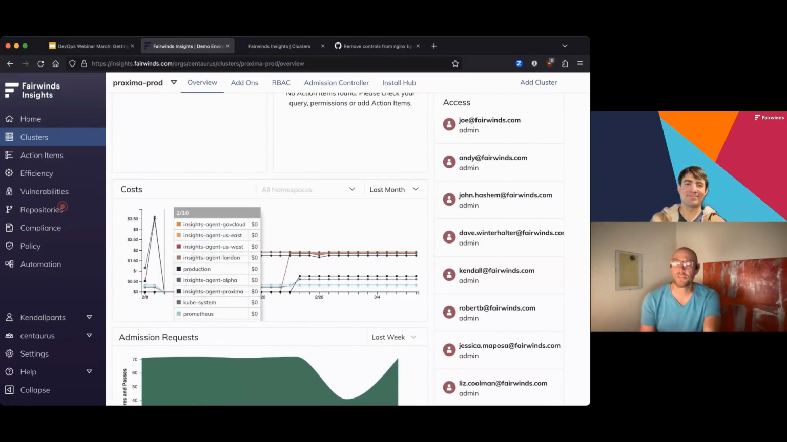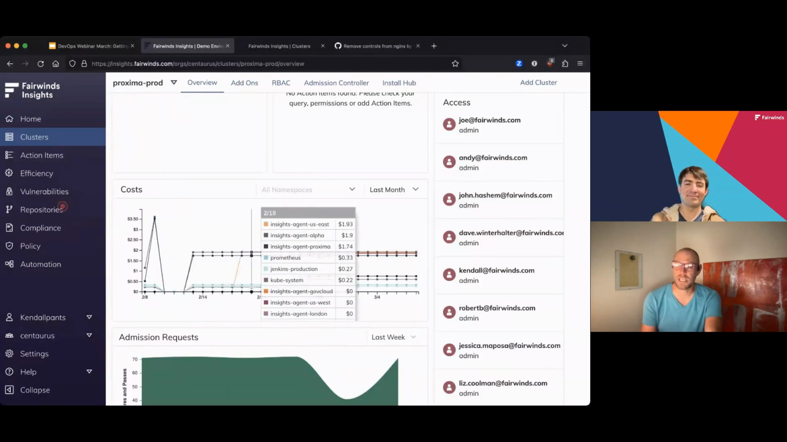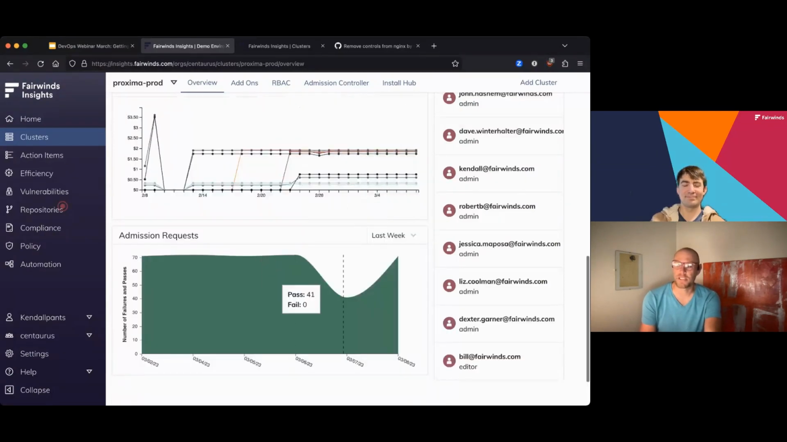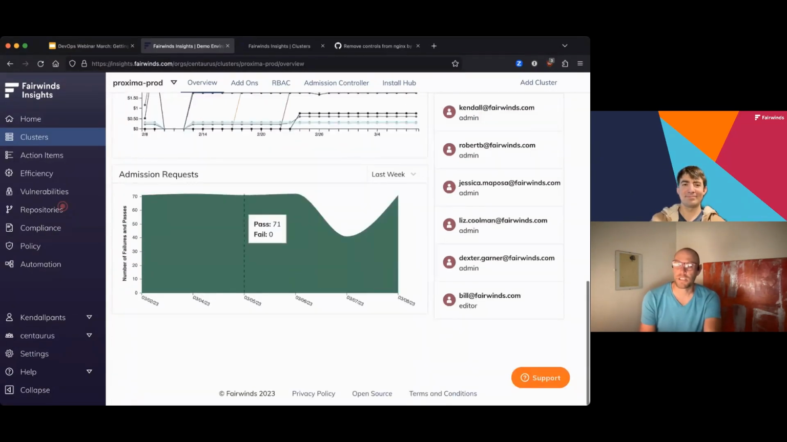And then here's some of our cost bits. So here we're actually seeing different workloads that are running in the cluster and what they're costing us. These are small numbers because it's a demo environment. And I'll get more into this in a second.